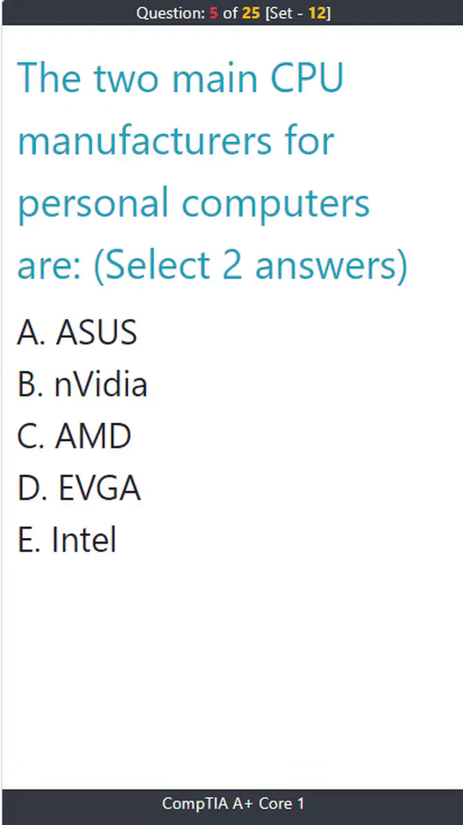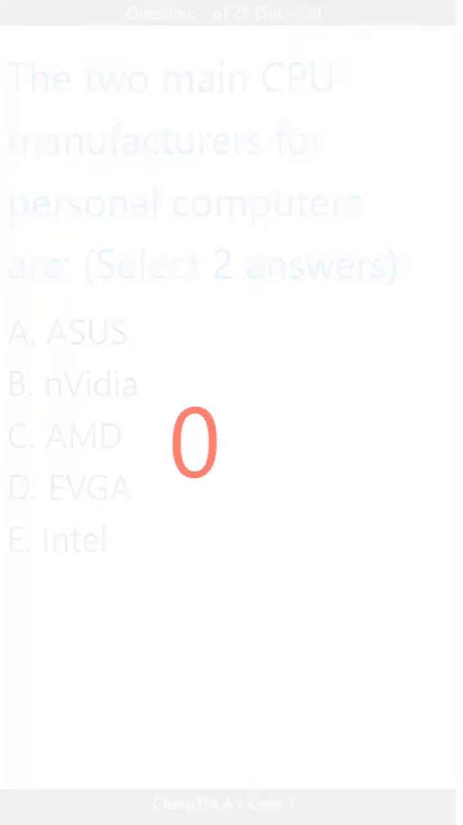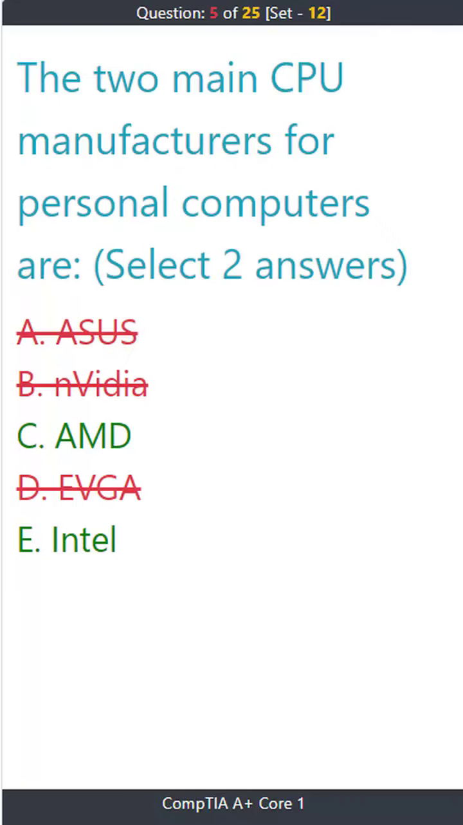Question 5. The two main CPU manufacturers for personal computers are, select two answers. A. Asus, B. Nvidia, C. AMD, D. EVGA, E. Intel. The correct answers are C. AMD, E. Intel.